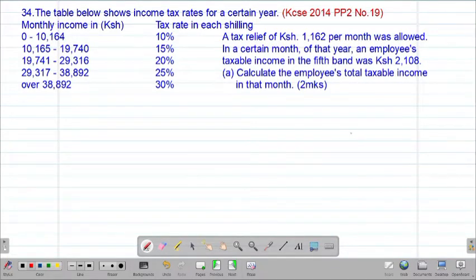Welcome to today's class. It's our 20th and last lesson on a given Form 3 mathematics topic called Commercial Arithmetic 2. So we are looking at our example 34, which is a past paper question tested in 2014, paper 2, question number 19. It reads that the table below shows income tax rates for a certain year. You're given the monthly income in Kenya shillings and of course the tax rates are in each shilling, given in percentage.